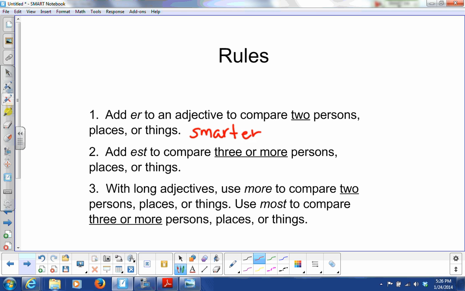Number 2, you're going to add EST to compare 3 or more persons, places, or things. Mrs. Geisen is the prettiest teacher of all. Okay. So on this one, I can't just put the Y in there. I have to change it to the I-E-S-T. Okay, prettiest teacher of all.